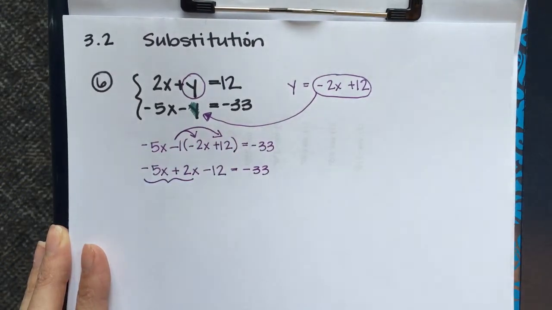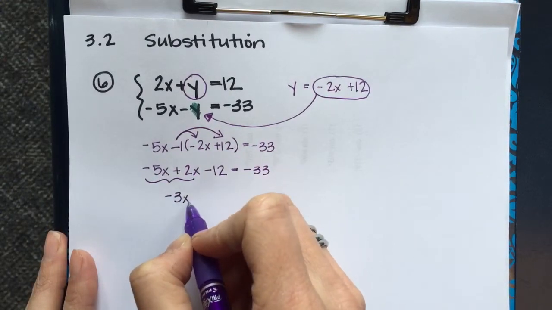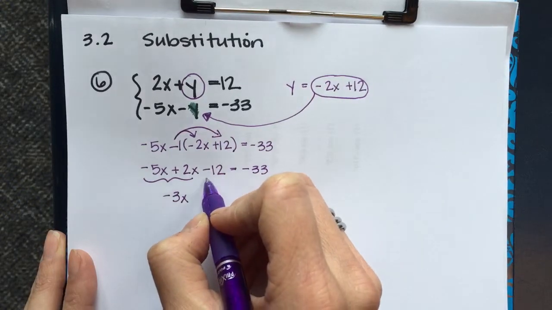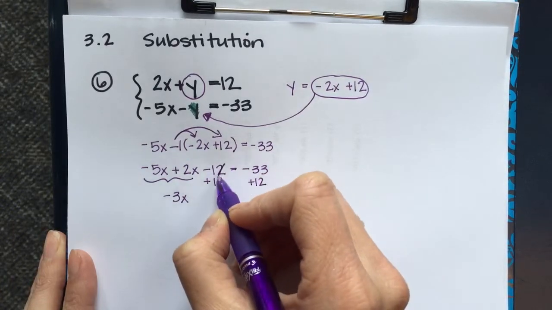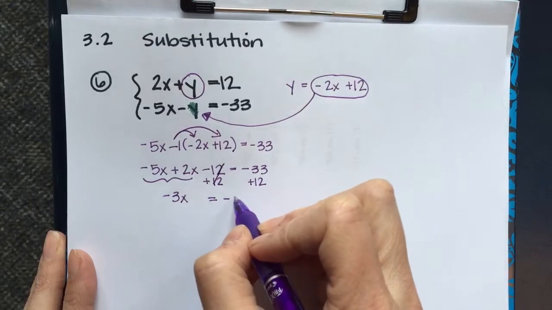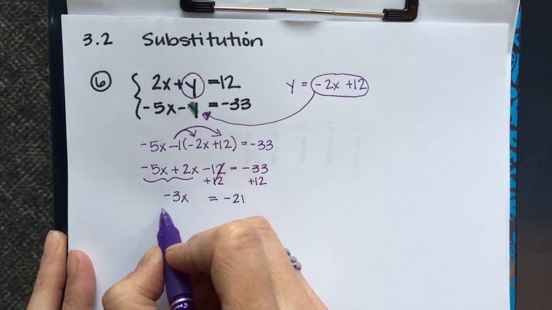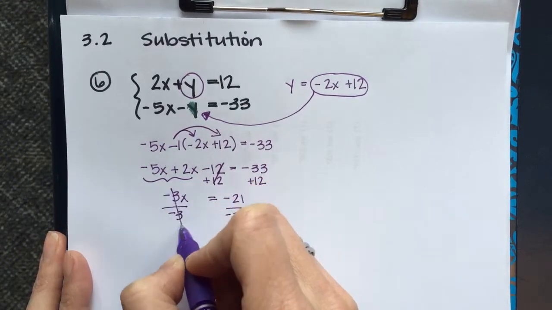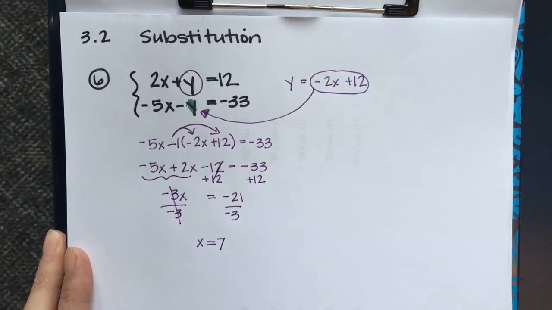These two terms I can combine, they're on the same side. Negative 5 plus 2 is negative 3x. And to move the 12 over, it's being subtracted right now, so I'm going to do the opposite. I'm going to add 12 to both sides of the equation. So negative 3x equals negative 33 plus 12 is negative 21. And then divide both sides by negative 3. So x is 7.